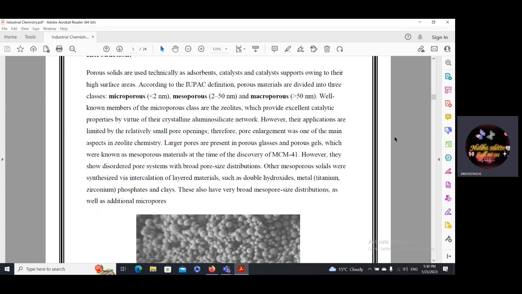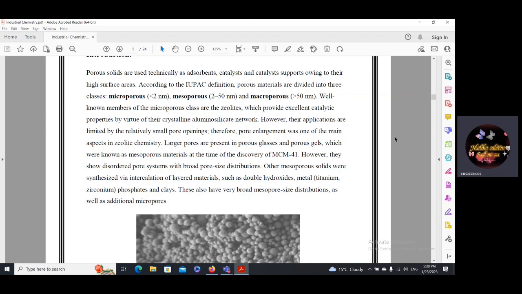Well-known members of the microporous class are the zeolites, which provide excellent catalytic properties by virtue of their crystalline aluminosilicate network. However, their applications are limited by the relatively small pore openings, therefore pore enlargement was one of the main aspects in zeolite chemistry. Large pores are present in porous glasses and porous gels, which were known as mesoporous materials at the time of the discovery of MCM-41. However, they showed a disordered pore system with broad pore size distribution.